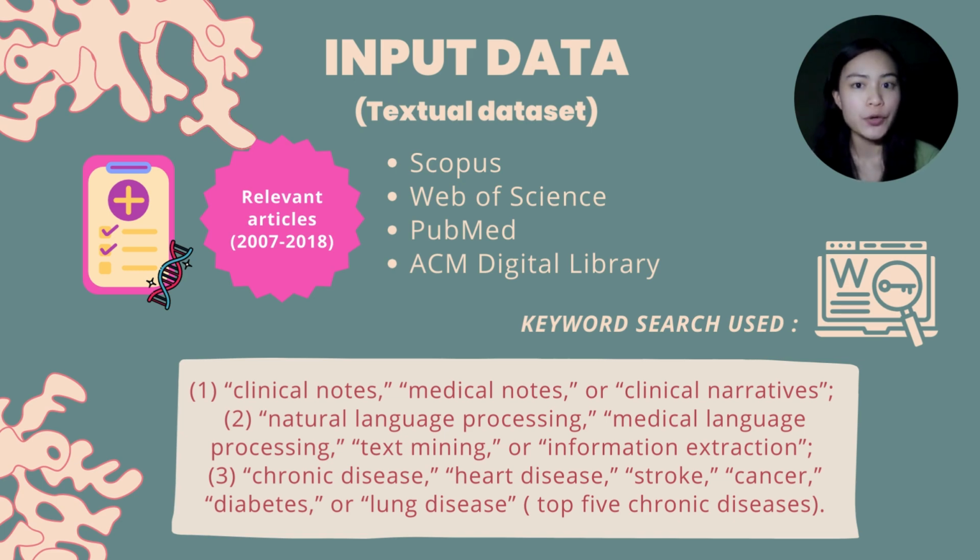Since the topic that I chose is regarding NLP, the textual dataset will be obtained from the relevant articles starting from 2007 until 2018. So there are 4 types of databases that can be obtained, which are Scopus, Web of Science, PubMed, and also ACM Digital Library. So the keyword search used has been categorized into 3 categories. The first one is the clinical notes. The second one is about the NLP, medical language processing, text mining, and so on. And thirdly is the top 5 chronic diseases such as heart disease, stroke, cancer, and so on.